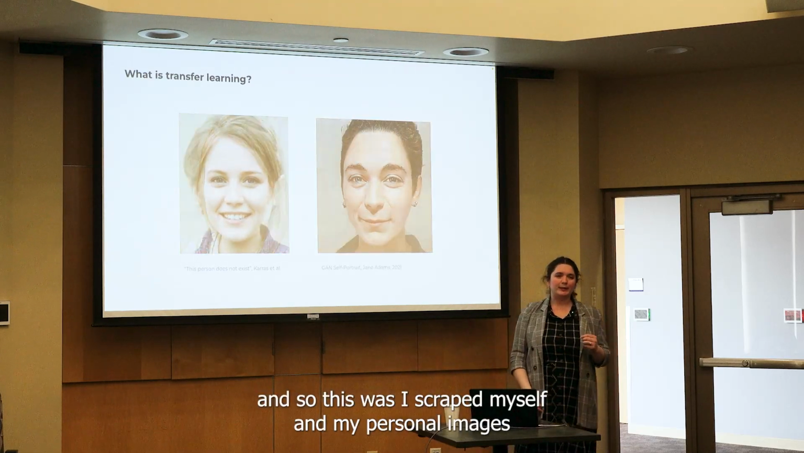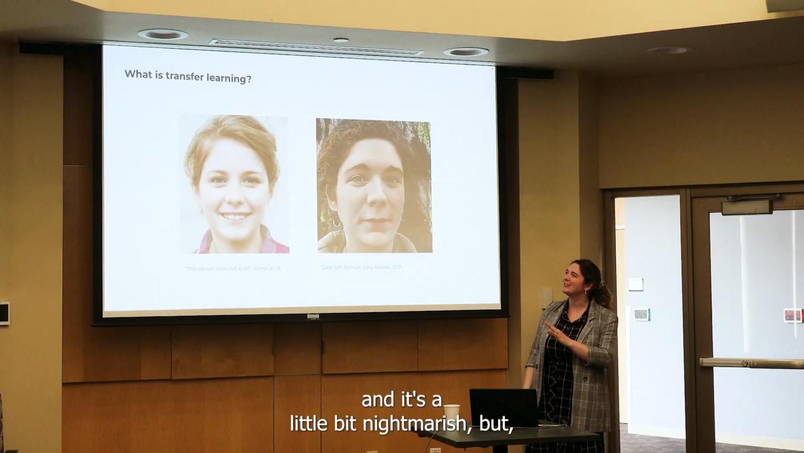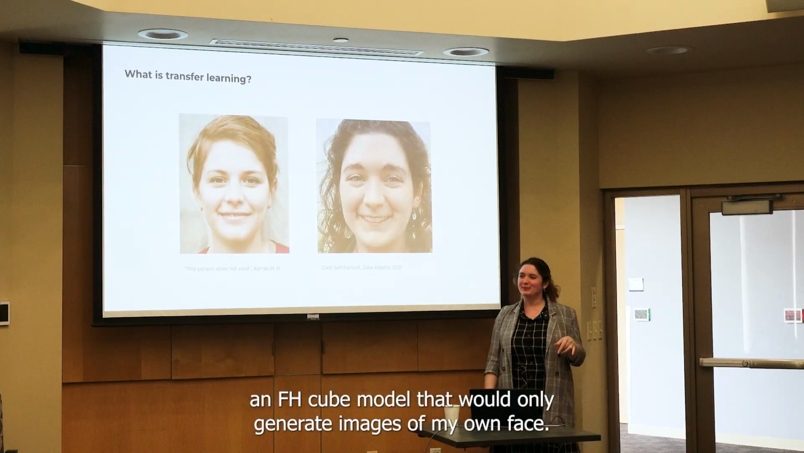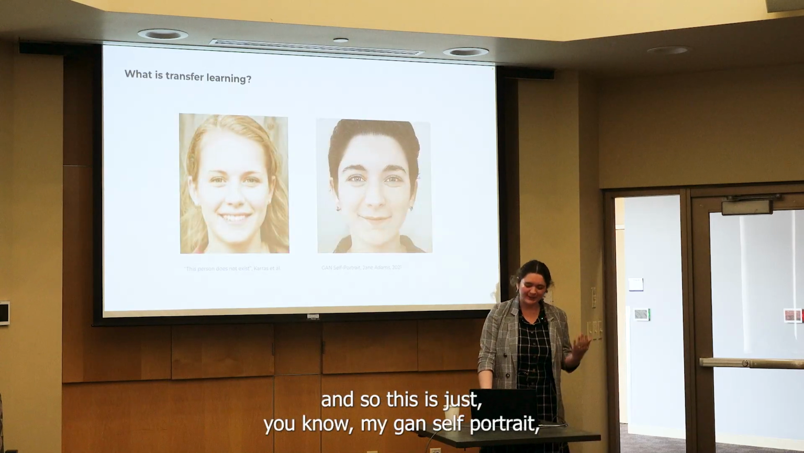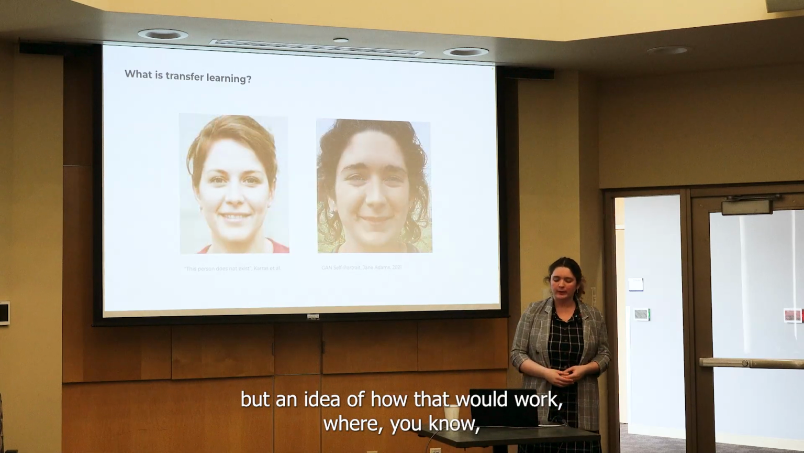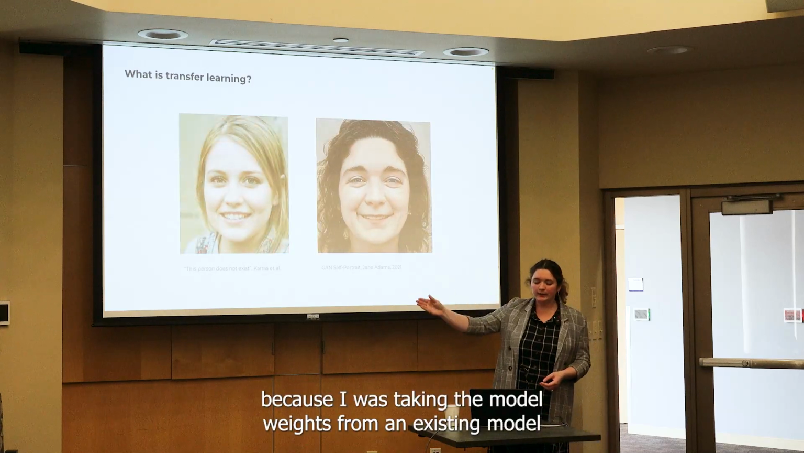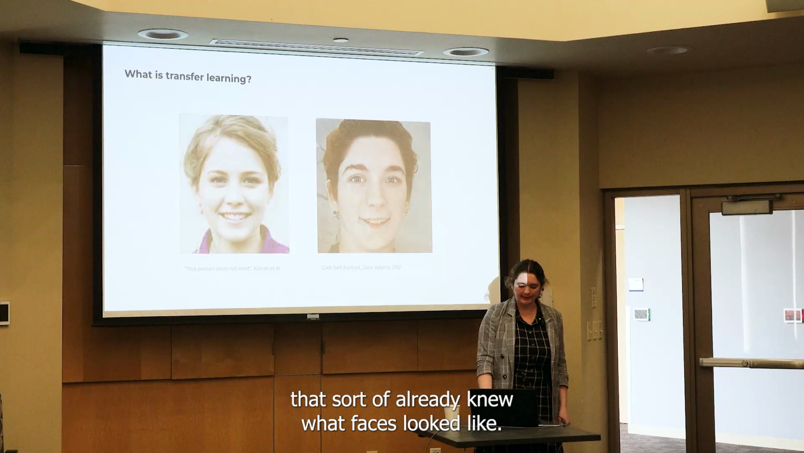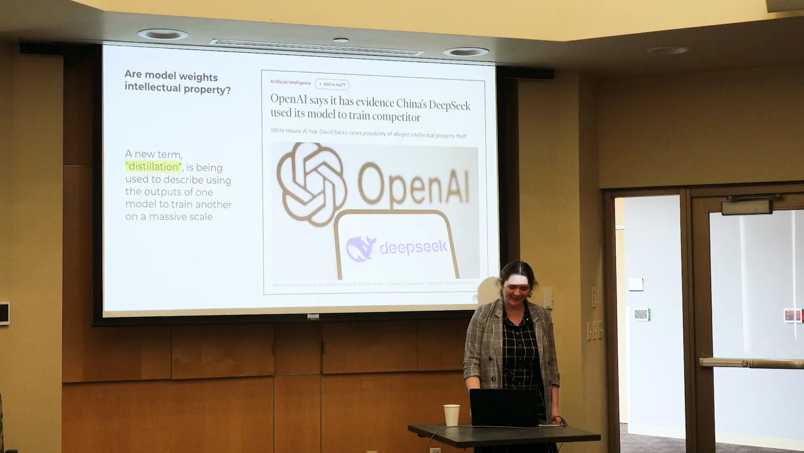And so this was, I scraped myself and my personal images. And it's a little bit nightmarish, but I created an FFHQ model that would only generate images of my own face. And so this is my GAN self-portrait, but an idea of how that would work, where it didn't take very long to generate this video because I was taking the model weights from an existing model that already knew what faces looked like. You can see that there's some weirdness in the sides, though.